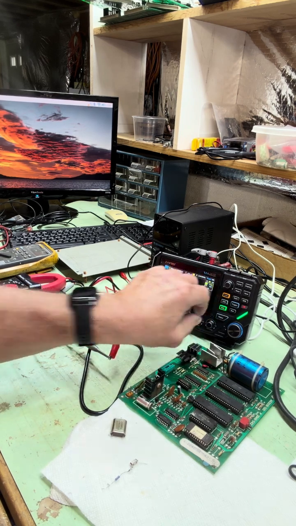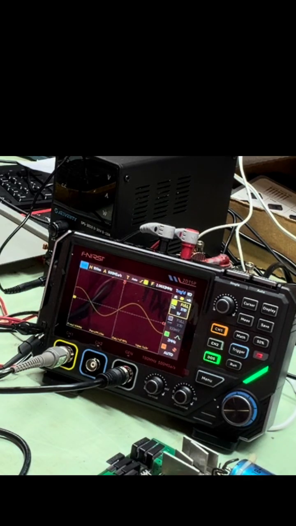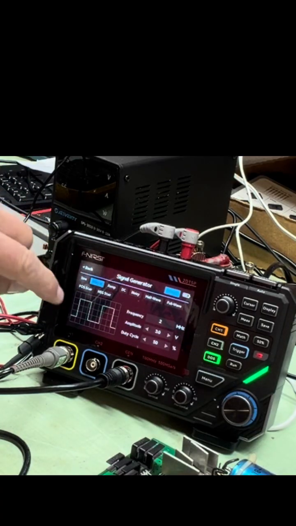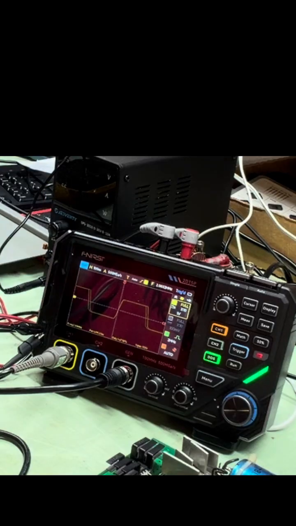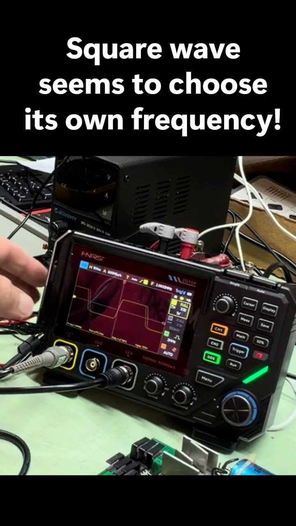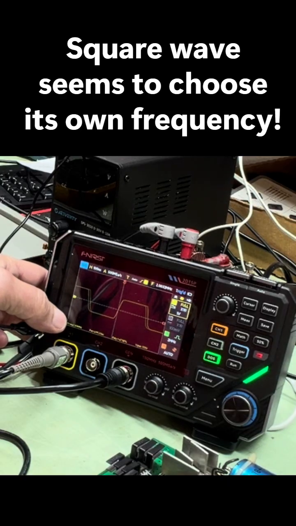Adjusting it down to 500 milliseconds. And I'm using the X10 factor for both for the probe. If I do a square wave, it shows pretty good. So I know the scope can pick that up. I don't know whether it's generating it at the right frequency. It's telling me it's only 2 megahertz here.